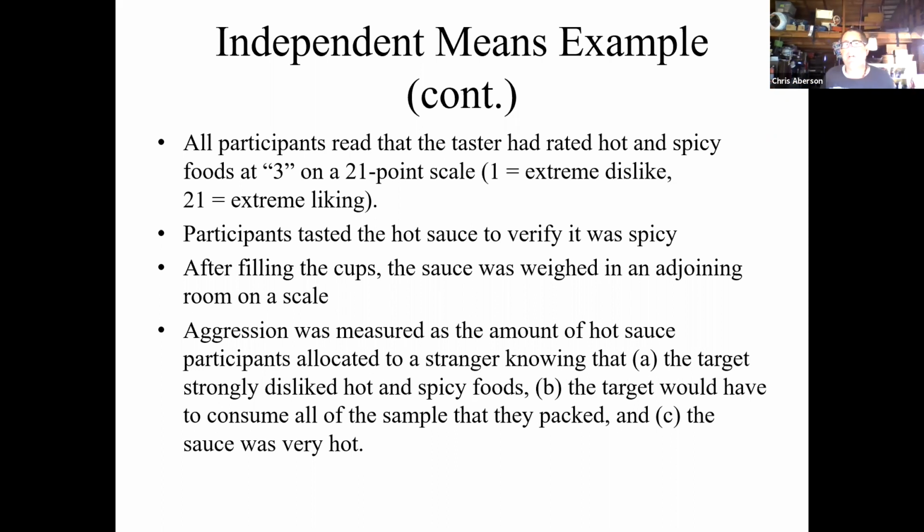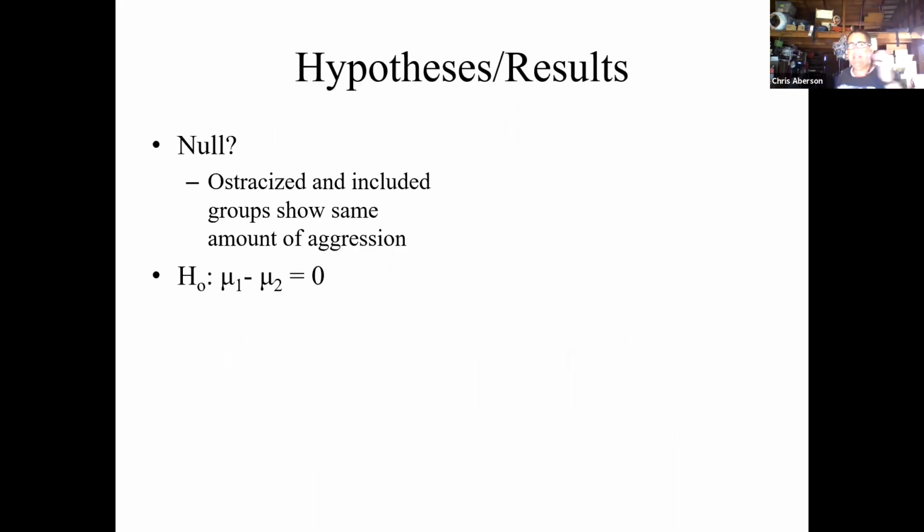So what did the results look like? Well, first, the null hypothesis is simply that the 2 groups will serve the same amount of hot sauce, show the same amount of aggression. So you can see the null hypothesis there, mu1 minus mu2 is equal to 0. What's cool about independent samples and paired samples t-test is that's always the null hypothesis. You don't have to remember anything else. That's always the null.